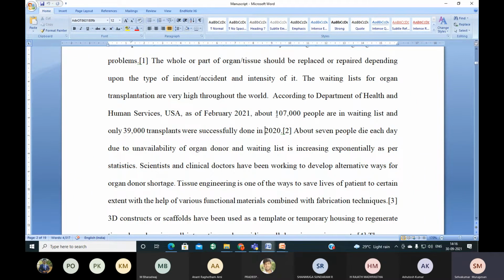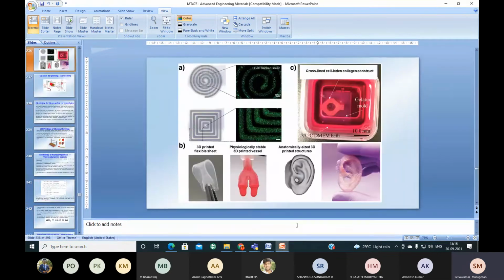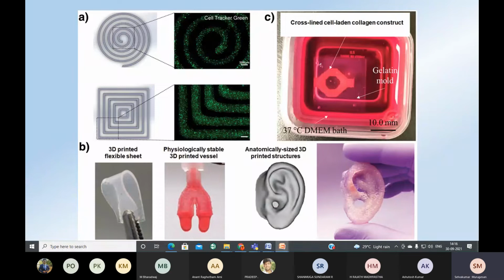So as of now, 107,000 people are on the waiting list for organ or tissue transplantation. And only 39,000 transplants were done in 2020. You can see how large the ratio is between the waiting list and what was successfully done, which we cannot match at all. So there comes the question: instead of waiting for donors, why don't we fabricate those tissues or organs in the lab?